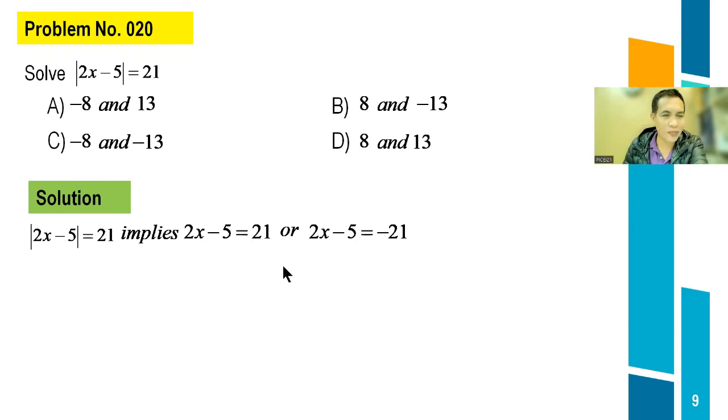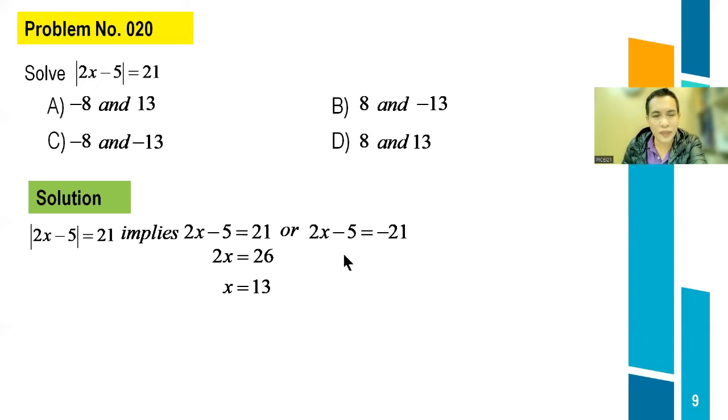Okay, so that's absolute value. So we will solve for x in the first equation. So we have 2x, add both sides by 5. So that's 2x is equal to 21 plus 5, that's 26. Divide both sides by 2, x now is equal to 13. That's for the first root.